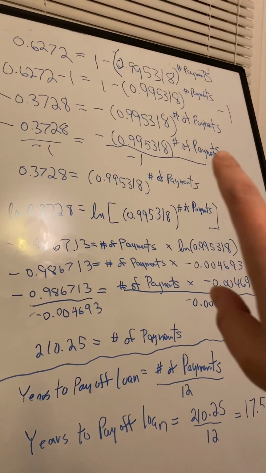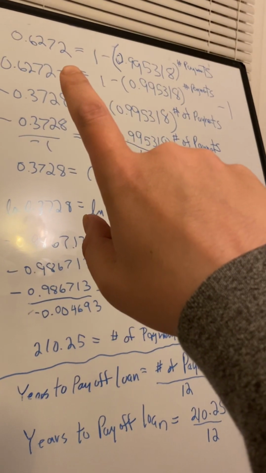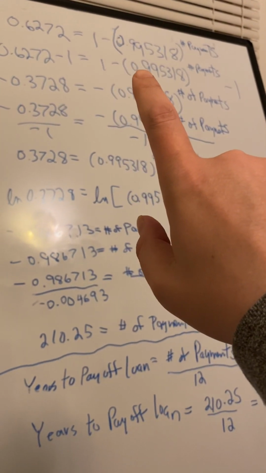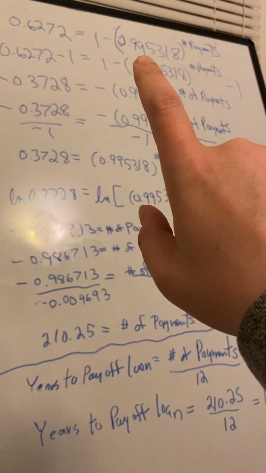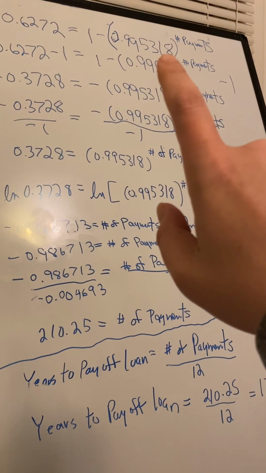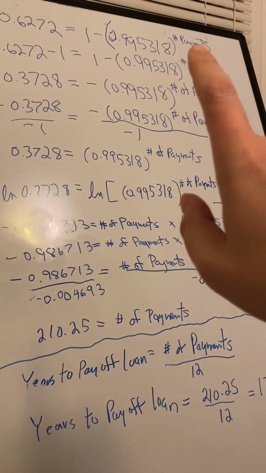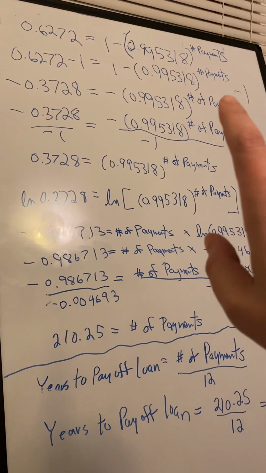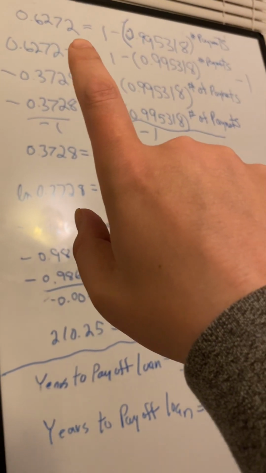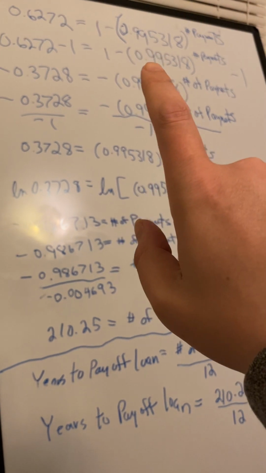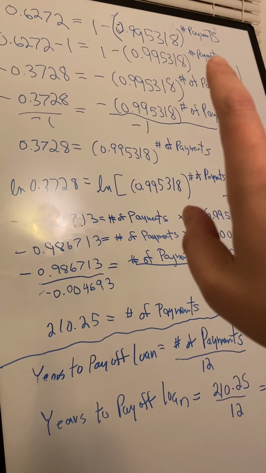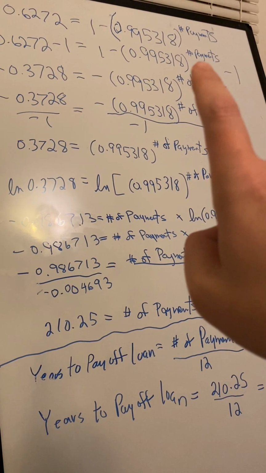Okay, continuing on from where we left off in the last video. We had 0.6272 is equal to 1 minus, in parentheses, 0.995318, and that's raised to the number of payments. So what we need to do now is subtract 1 from both sides because we want to isolate this number that's raised to the number of payments, because eventually we want to solve for number of payments.